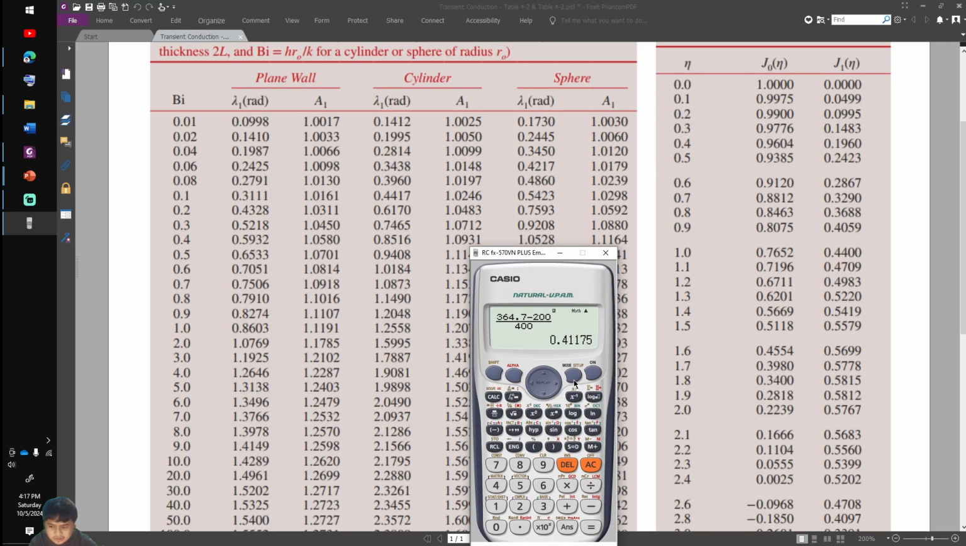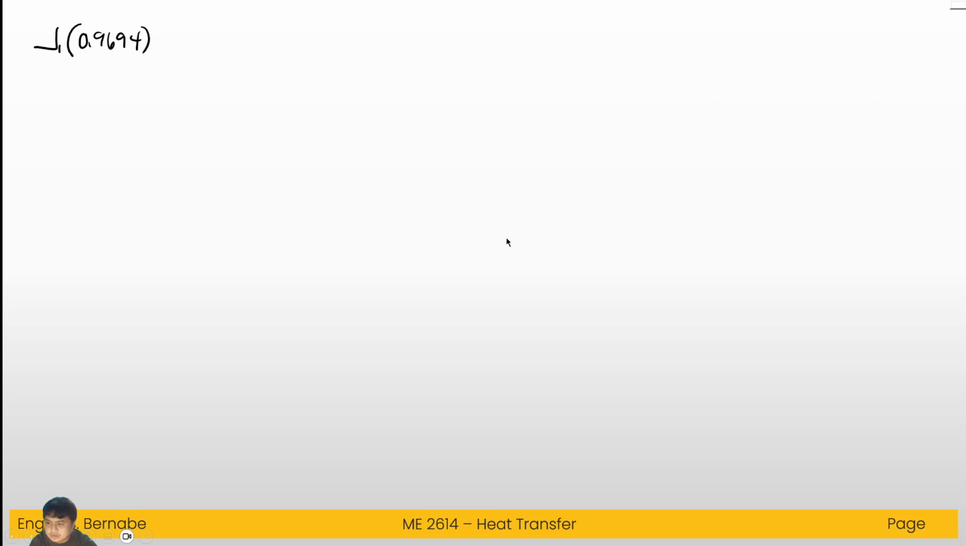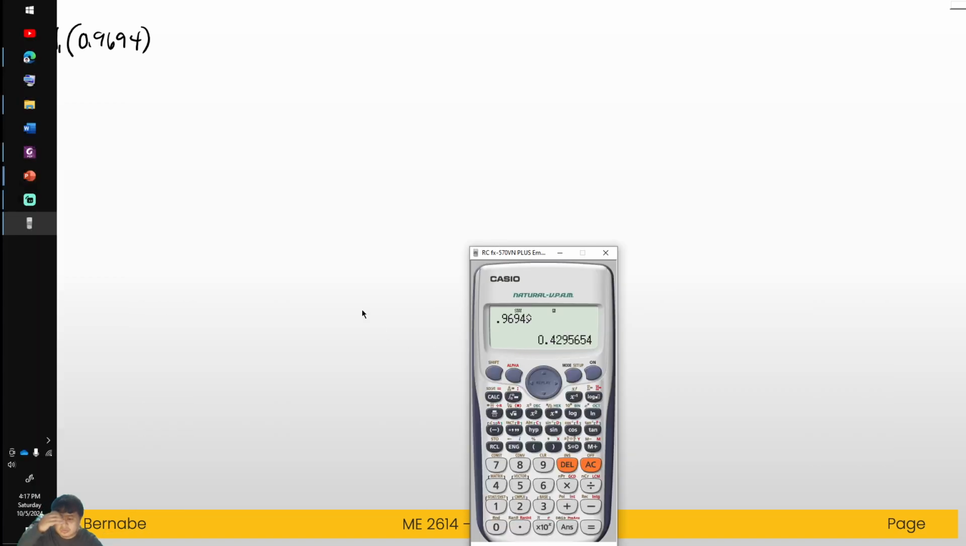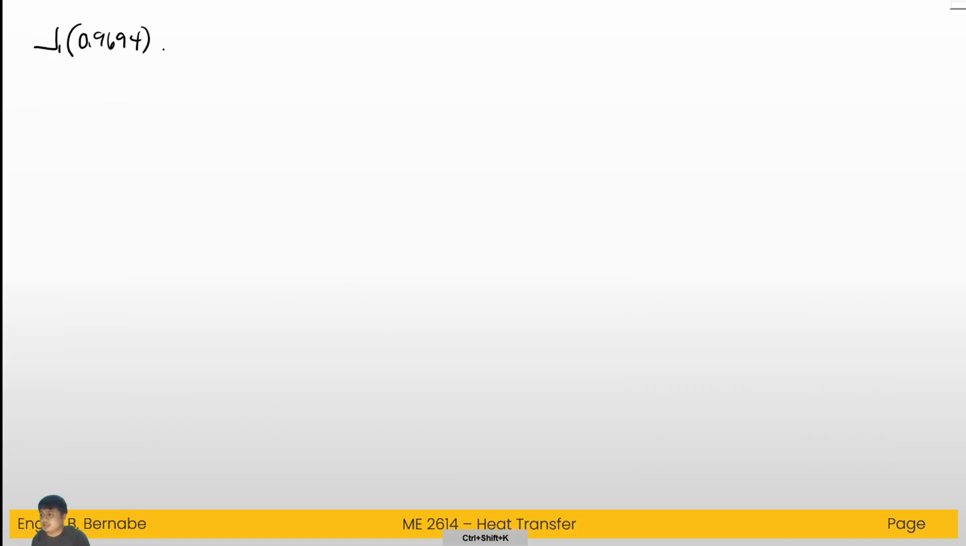So again, we have the values at 0.9 and 1: 0.4059 and 0.44. And then 0.9694. So we have 0.4296. So this is equal to 0.4296. Yeah. Therefore, we can solve this now.